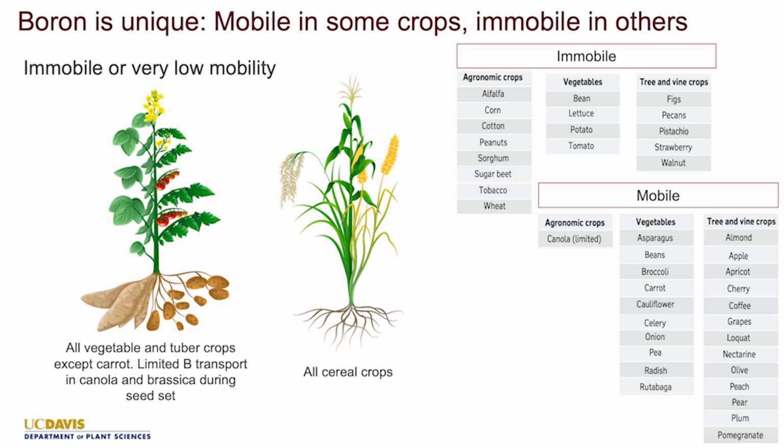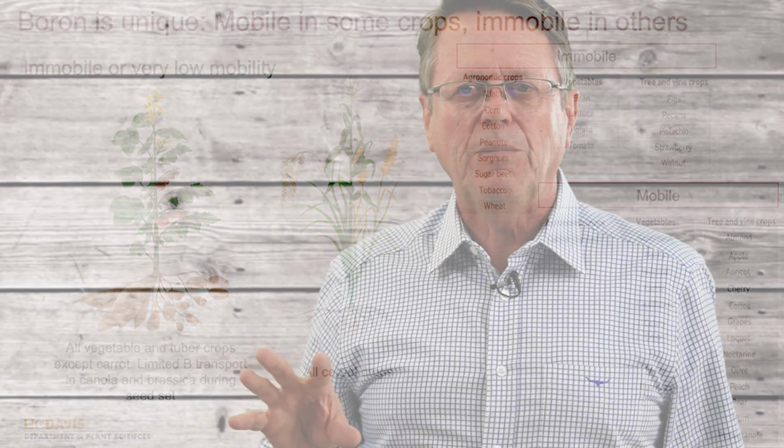And there's a list on the right of the different species, those that are immobile and those in which boron is mobile. And it changes how we manage boron. We're going to mostly focus on the classic immobile plants because agronomically, those are the most important.